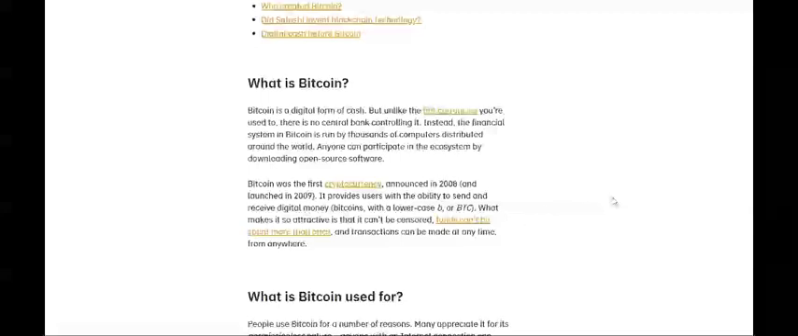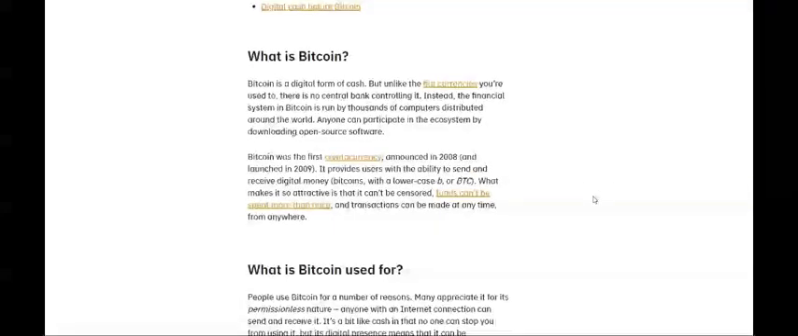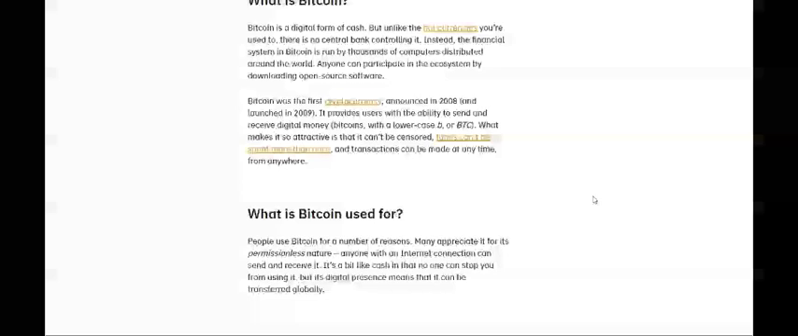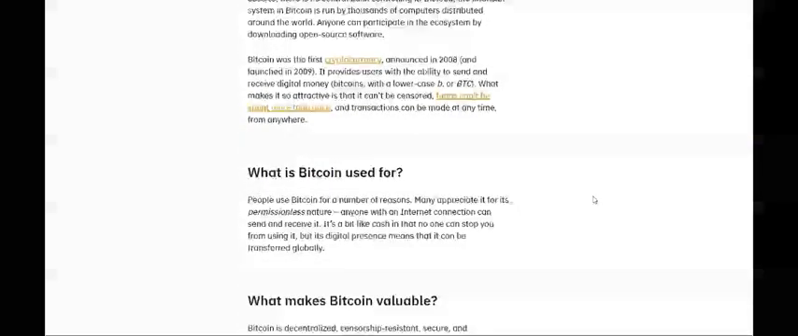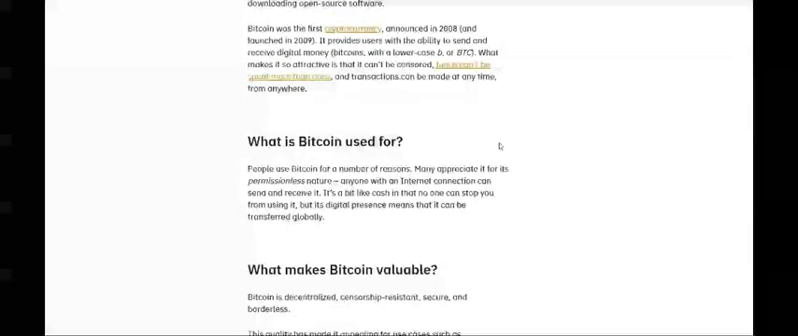What is Bitcoin? Bitcoin is a digital form of cash, but unlike the fiat currencies you're used to, there is no central bank controlling it. Instead, the financial system in Bitcoin is run by thousands of computers distributed around the world. Anyone can participate in the ecosystem by downloading open source software. Bitcoin was the first cryptocurrency, announced in 2008 and launched in 2009. It provides users with the ability to send and receive digital money, Bitcoins, with a lowercase b, or BTC. What makes it so attractive is that it can't be censored. Funds can't be spent more than once. And transactions can be made at any time from anywhere.